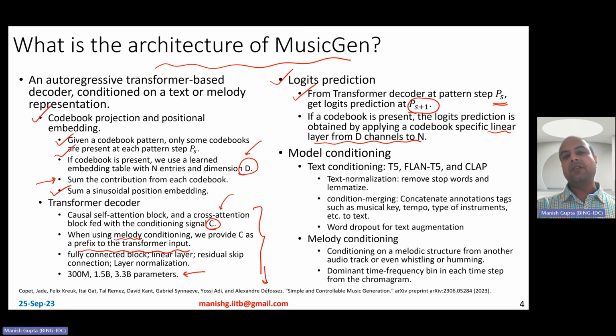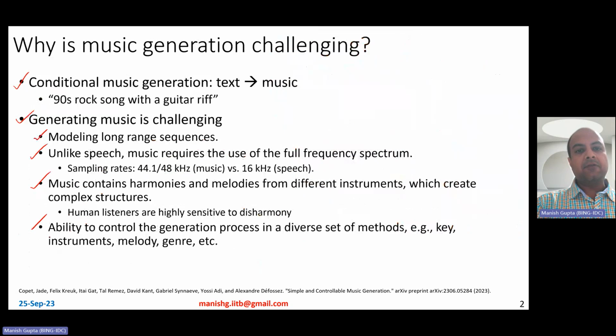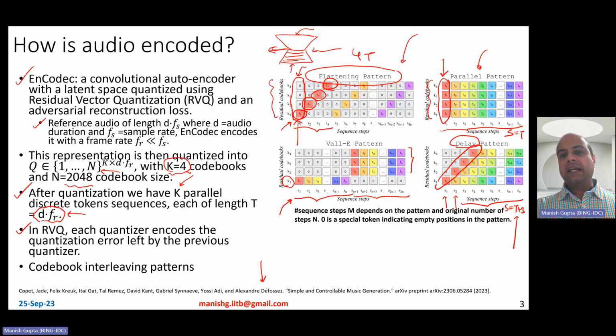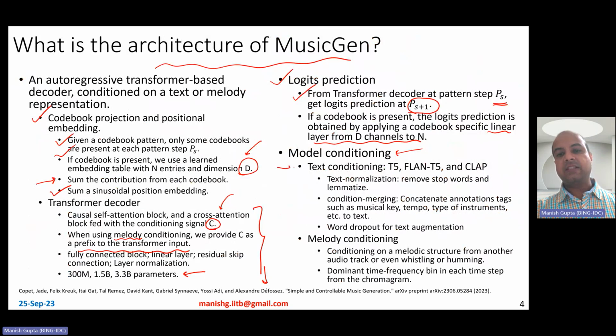And of course, you then use the audio decoder to take those discrete codes and start generating the real audio waveform. Now, the conditioning part: as we discussed in the first slide, you could have text conditioning. You could say that I want to generate a 90s rock song with a guitar riff, and that's text conditioning. So you take the text and you have to encode the text as well. In this paper, they try encoding text using three different kinds of models: T5, FLAN-T5, and CLAP. FLAN-T5 is the instruction fine-tuned version of T5. CLAP is a joint audio-text model.